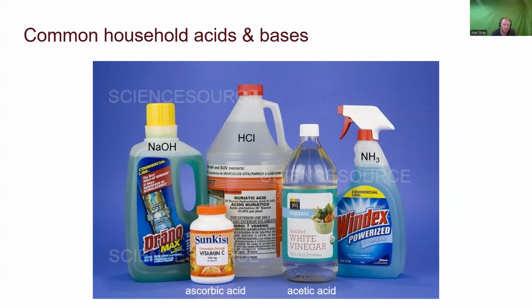Well, as it turns out, there are lots of acids that are household chemicals. Vinegar is probably the most accessible and common acid. Vitamin C is an acid. It's ascorbic acid. Windex has ammonia, which is a base, and Drano is sodium hydroxide, which is a strong base.